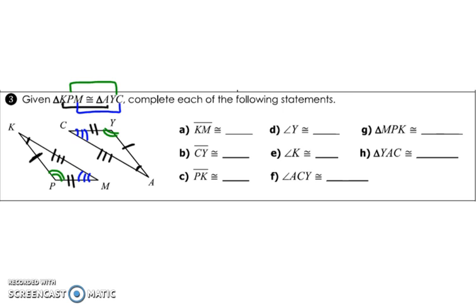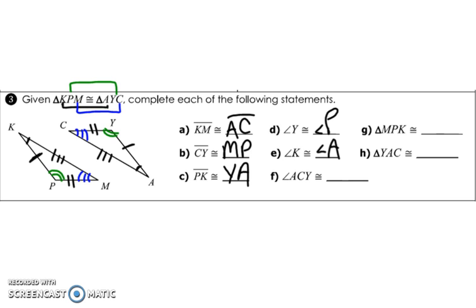KM, if I look at my diagram, has 3 lines on it. Well, so does AC. If I look at my congruency statement, K is in black, M is in blue. Well, if I go to my other one, A is in black, C is in blue. For CY, it has 2 lines, so I'm going to go to MP. PK is congruent to YA. Now, angle Y has 2 lines in green, so does angle P. Angle K has 1 line in black, so does angle A.